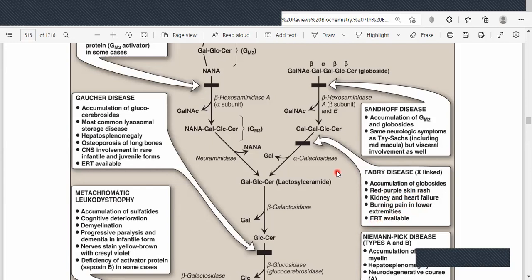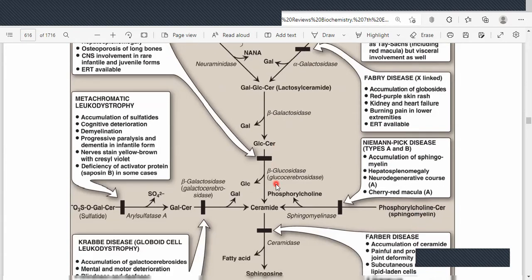So Fabry. Remember 2 points about Fabry: X-linked, deficiency of alpha galactosidase. After we have removed this galactose, you see we remain with galactose glucose ceramide, your lactosyl ceramide. Now that was that. Now let's come back to here.